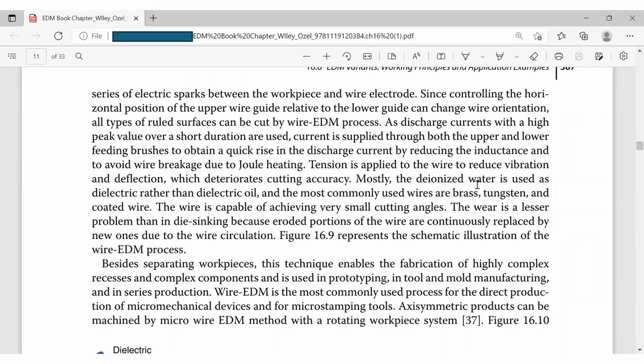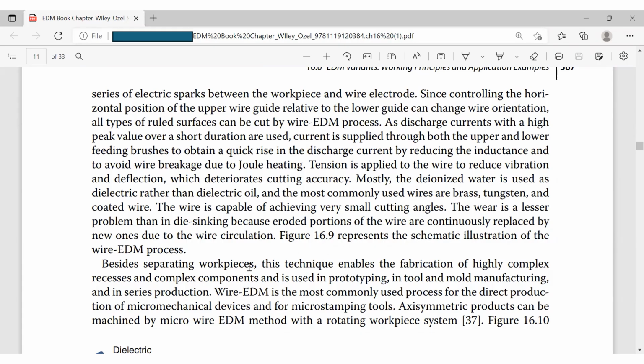Mostly, deionized water is used as the dielectric rather than dielectric oil, and the most commonly used wires are brass, tungsten, and coated wire. The wire is capable of achieving very small cutting angles. Wire wear is less of a problem than in die sinking because eroded portions of the wire are continuously replaced by new wire due to the wire circulation. This is important for wire EDM.